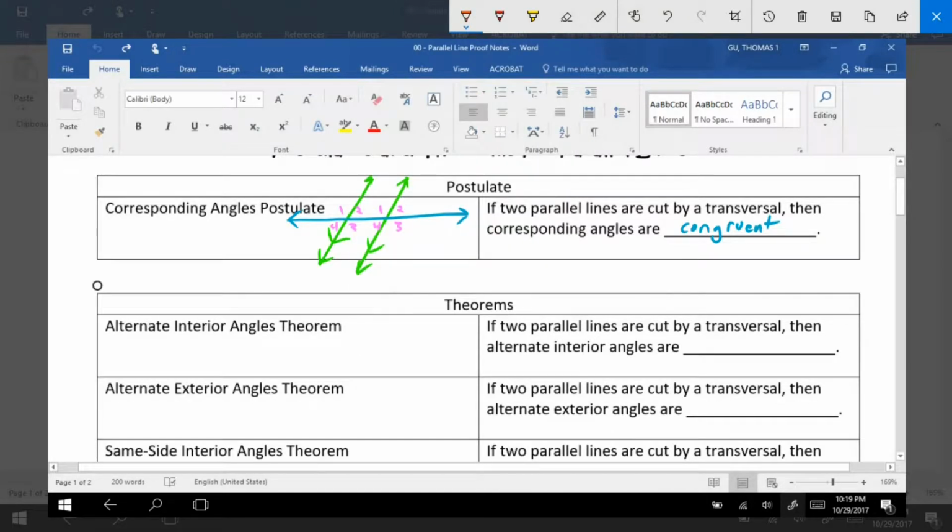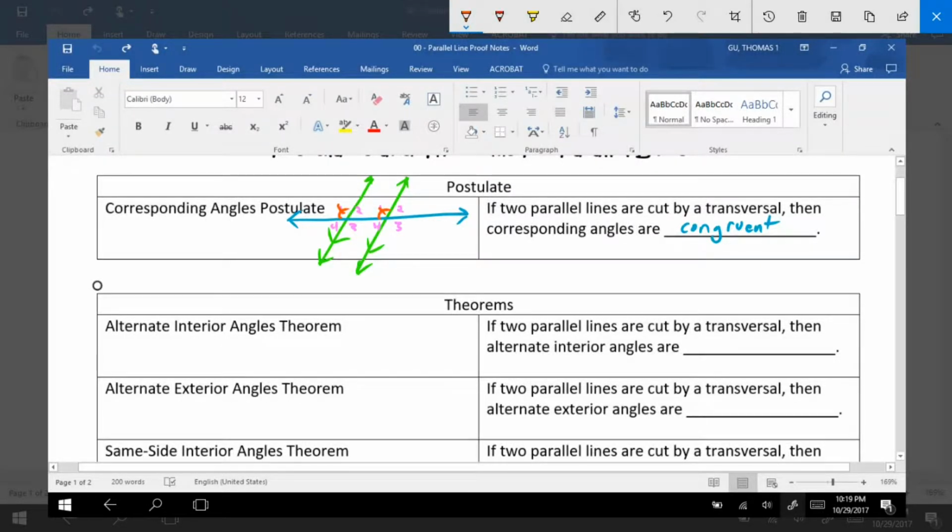So look, 1 and 1, congruent. 2 and 2 would be congruent. 3 and 3 would be congruent. 4 and 4 would be congruent. So you can use this rule, and when you use this rule in a proof, you're going to write corresponding angles postulate. All right, let's go to the next one.